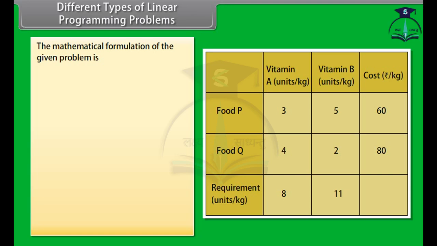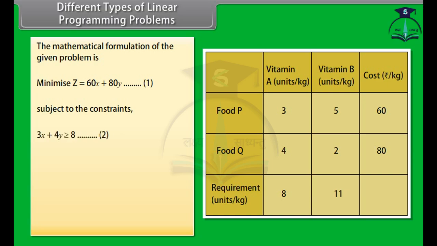The mathematical formulation of the given problem is minimize Z equals 60x plus 80y. Mark it as equation 1. Subject to the constraints. 3x plus 4y is greater than or equal to 8. Mark it as equation 2. 5x plus 2y is greater than or equal to 11. Mark it as equation 3. x, y is greater than or equal to 0. Mark it as equation 4.